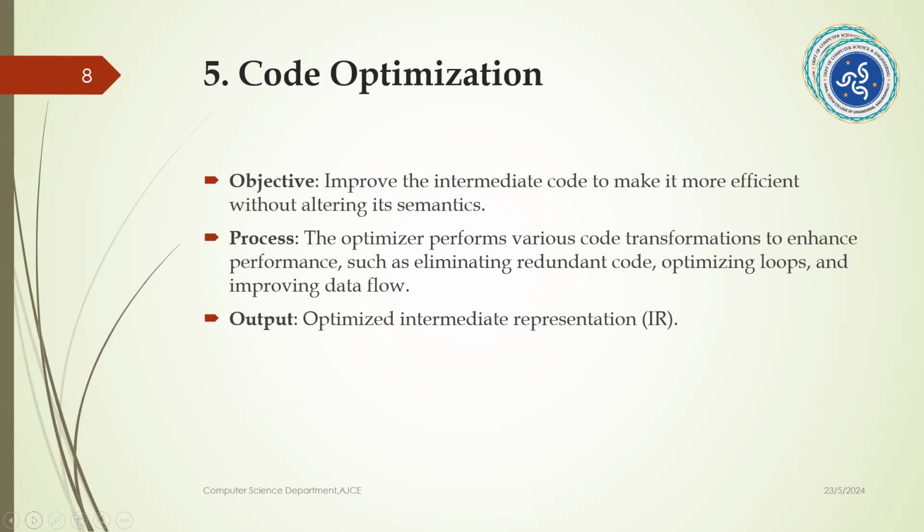The fifth phase is code optimization. The objective of this phase is to improve the intermediate code to make it more efficient without altering its semantics. During this phase, the optimizer performs various code transformations to enhance performance, such as eliminating redundant code, optimizing loops, and improving data flows. The output of this phase is an optimized intermediate representation.